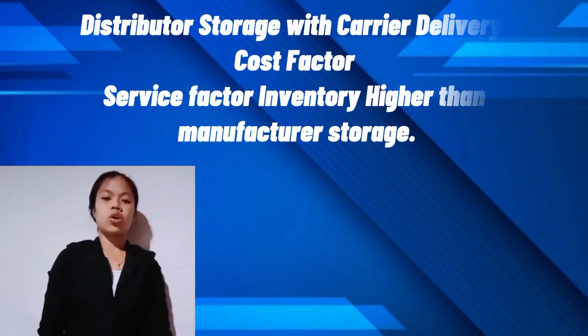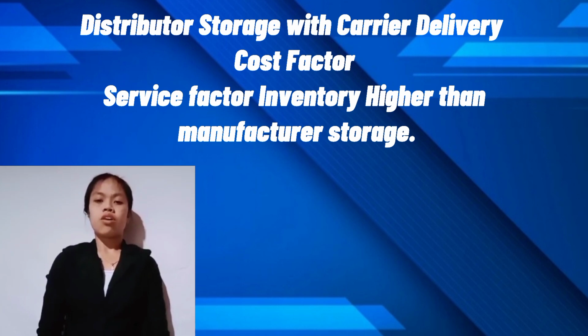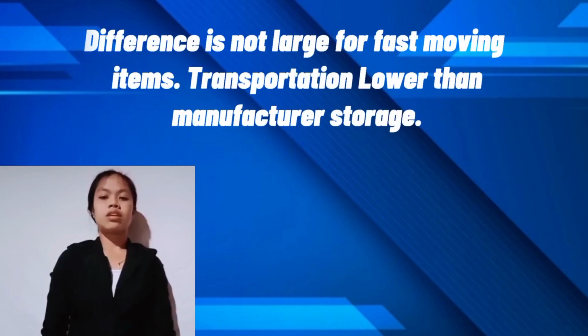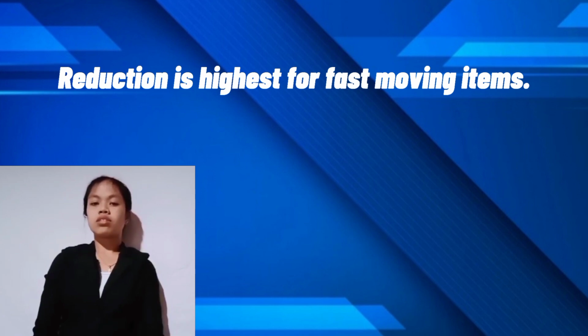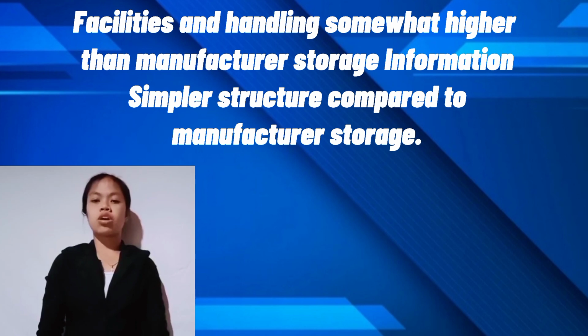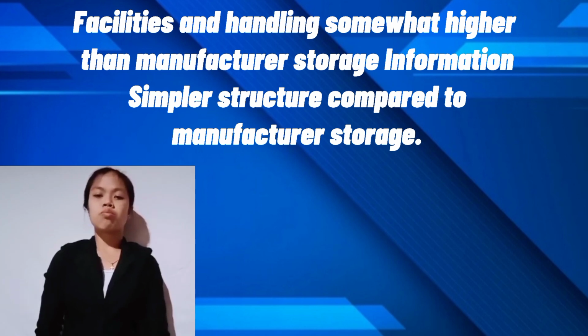Performance characteristics. Distributor storage with carrier delivery: costs. Factor inventory is higher than manufacturer storage, though the difference is not large for fast-moving items. Transportation is lower than manufacturer storage, and the reduction is highest for fast-moving items. Facilities and handling are somewhat higher. Information infrastructure is simpler compared to manufacturer storage.